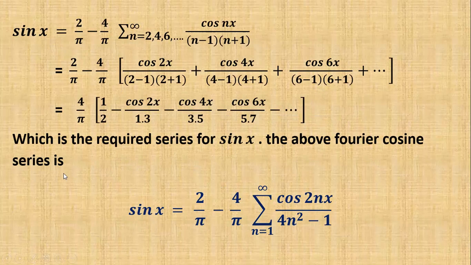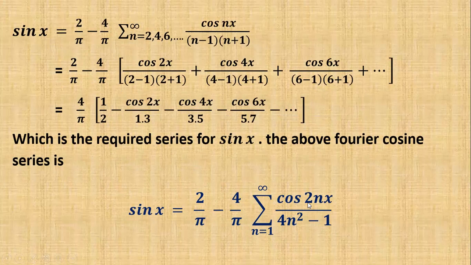The above Fourier cosine series is sin x is equal to 2 by pi minus 4 by pi into this cos 2nx by 4n square minus 1. That means this term we can write like this: 2 by pi minus 4 by pi into summation n is equal to 1 to infinity cos 2nx by 4n square minus 1. We keep 2 by pi as it is and minus 4 by pi into this term.